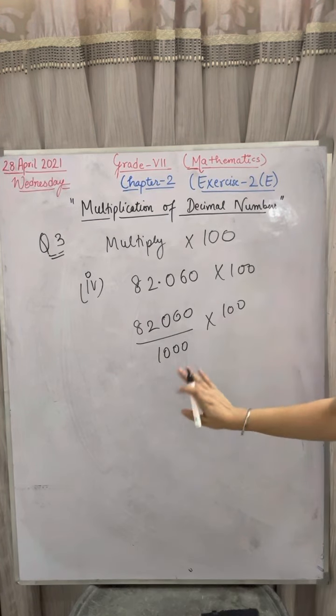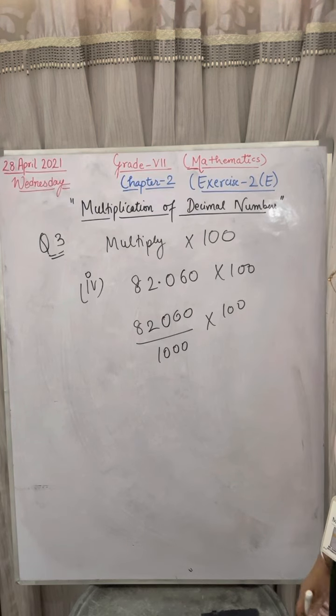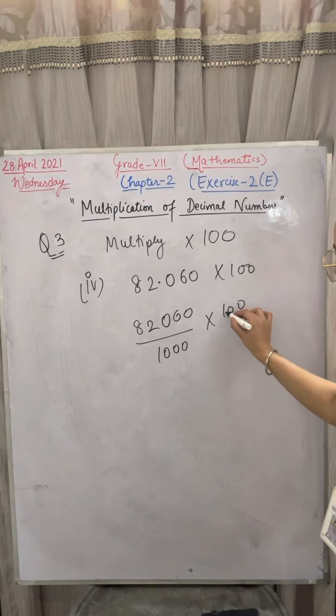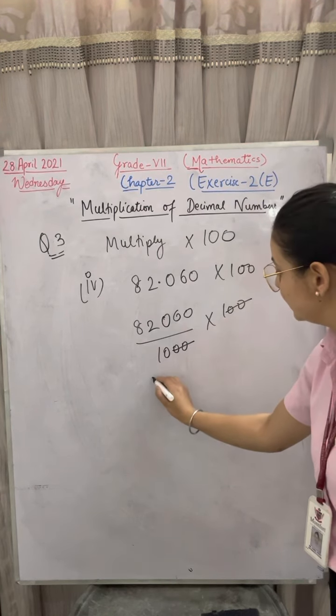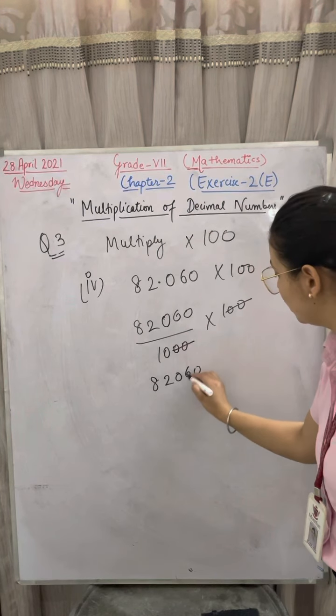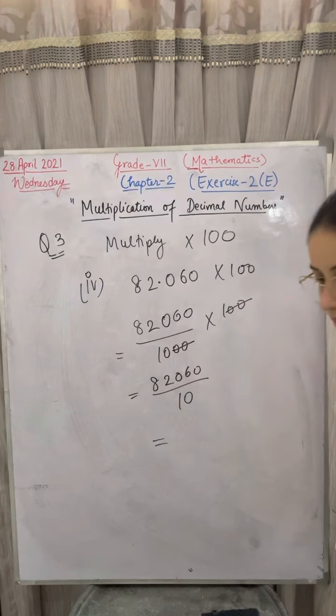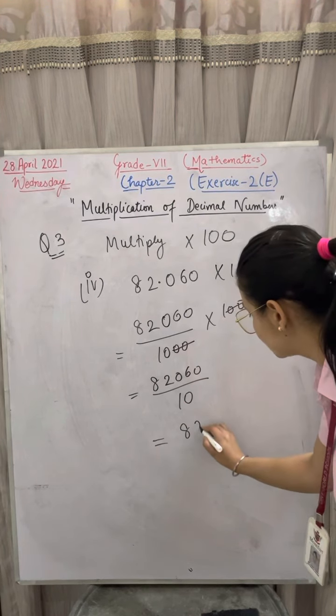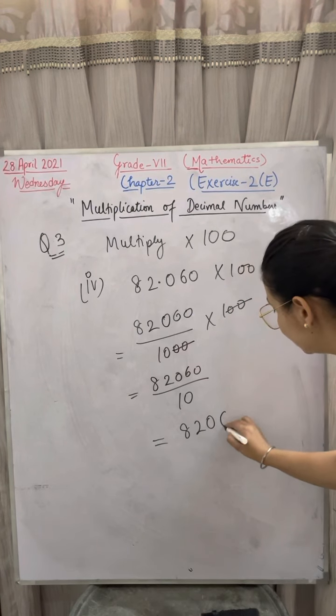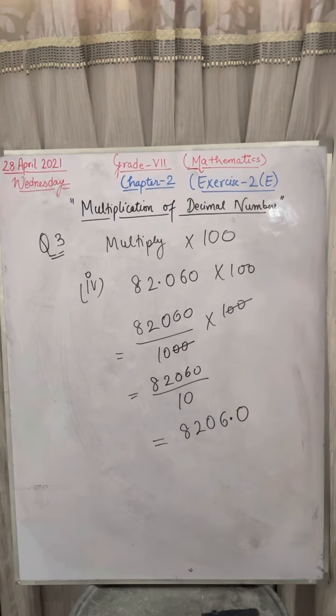How many zeros can we cancel? We can cancel 2 zeros. Okay, so what is left? 82060 divided by 10 is left. So 10 means where will I place the decimal? That will be 8206.0. Okay, and one more thing.